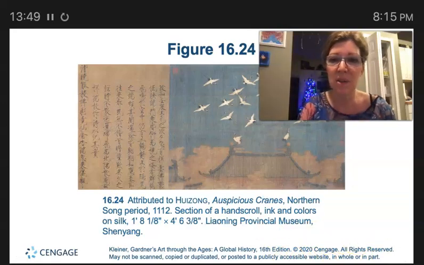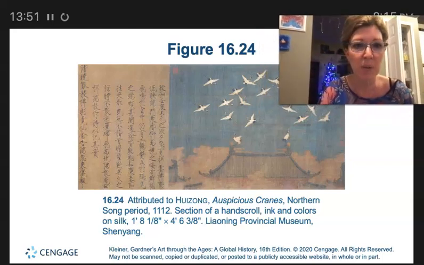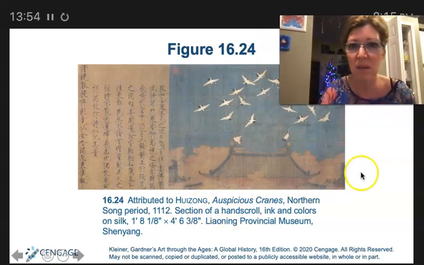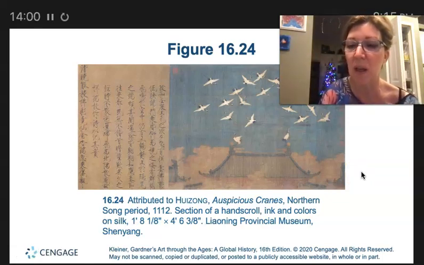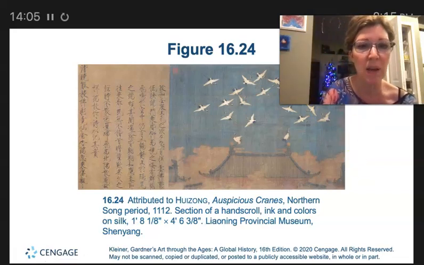Okay, the text and images in this hand scroll are attributed to Huizong, and the reorganized curriculum for court artists set up by Emperor Huizong included the study of classical Chinese art of earlier periods.